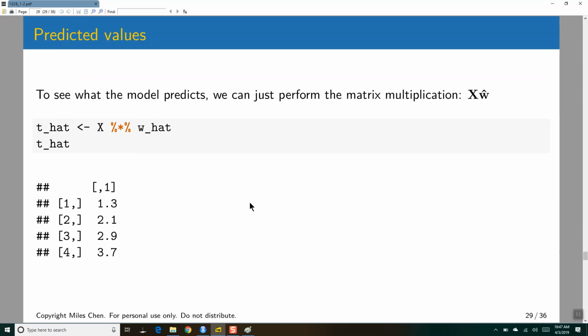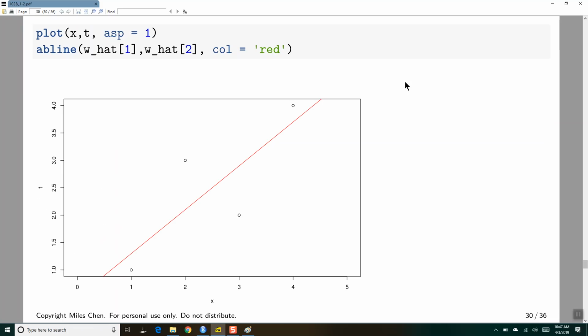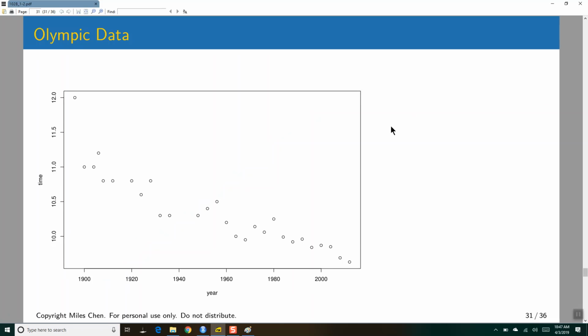If you want to get your predicted values, you just take your x and multiply it by that fitted matrix of w values, w hat. So I've got x times w hat, because that's exactly what we get, w0 plus w1 x1. So we do x times w hat, and these are the predicted values, and I can plot that. I can plot a line with the intercept of w hat 1 and slope w hat 2, and we get this. We can do the same thing with the Olympic data.